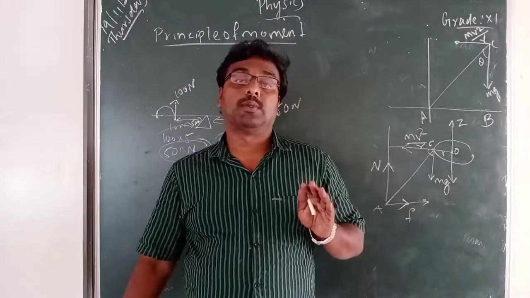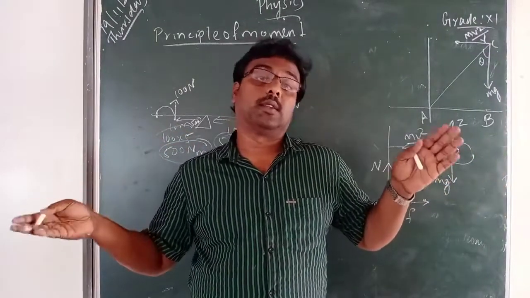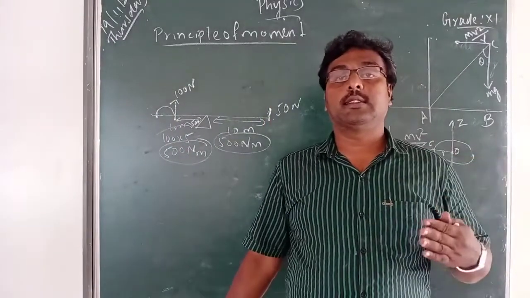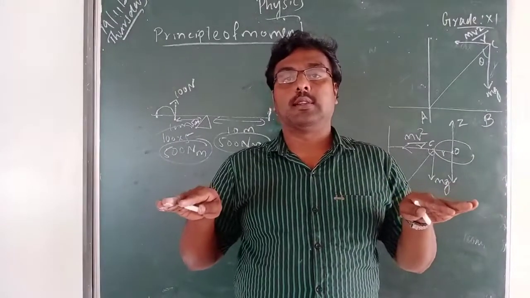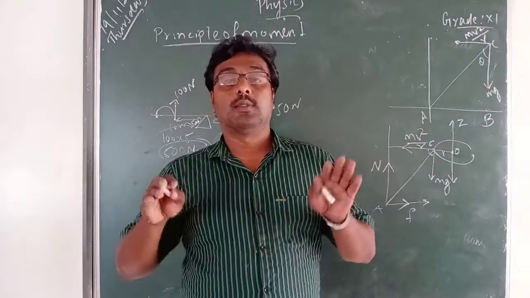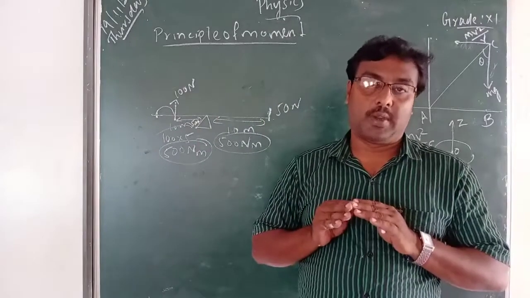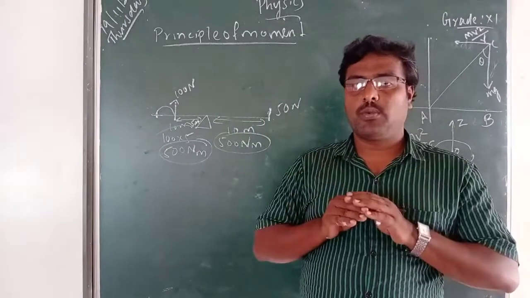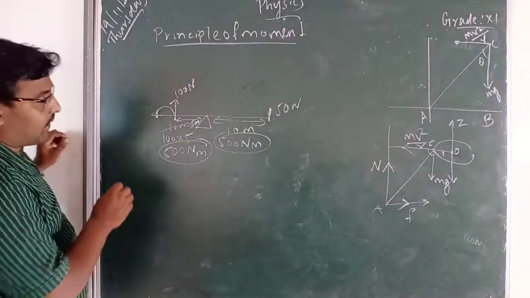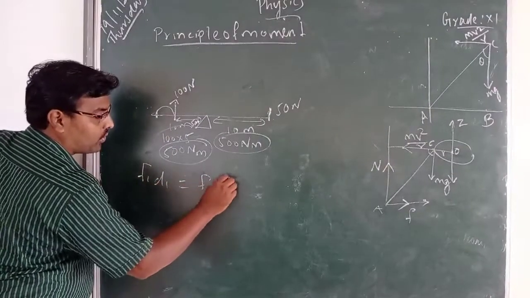Sometimes we can see two kids sitting on the seesaw, and sometimes you can see one side will go up. But when you adjust the distance, you can see both are balanced. Then you can see it is constantly moving. So this is what we are saying, principle of moment. We are using a formula F1 D1 equal to F2 D2.